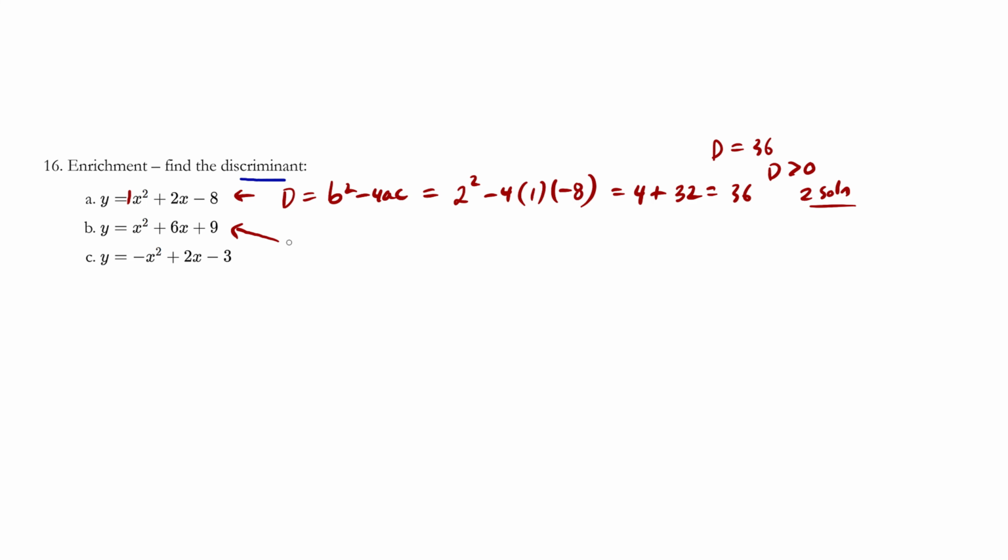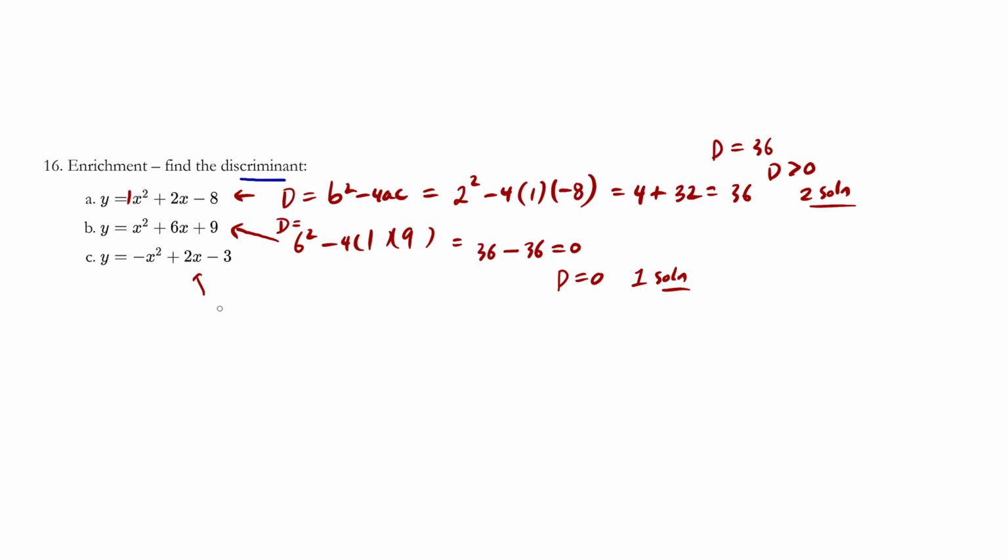So the discriminant here is b squared minus 4ac, which is 6 squared. So the discriminant D is equal to 6 squared, b squared, minus 4 times a, which is 1, times c, which is 9. So you can see that the discriminant is equal to 36 minus 4 times 9, which is 36, which is 0. And when D equals 0, when b squared minus 4ac equals 0, we know that there's only one solution.